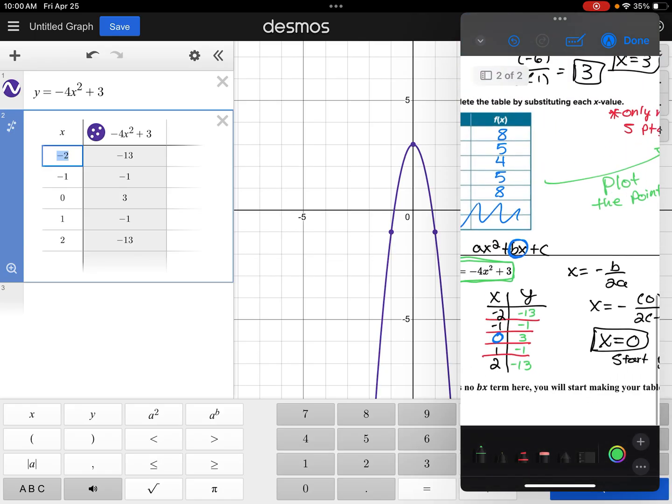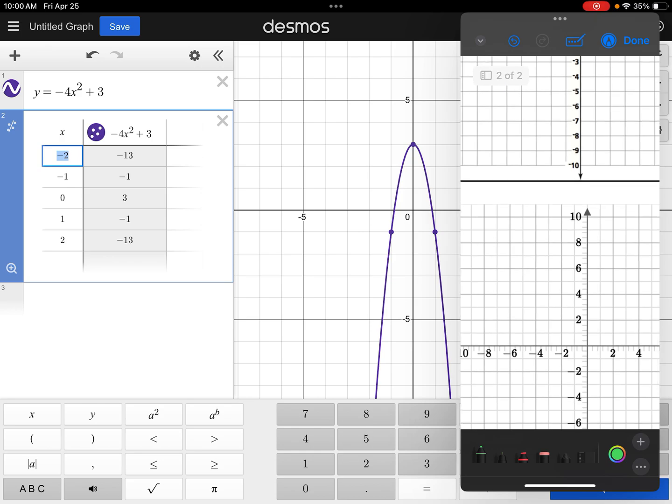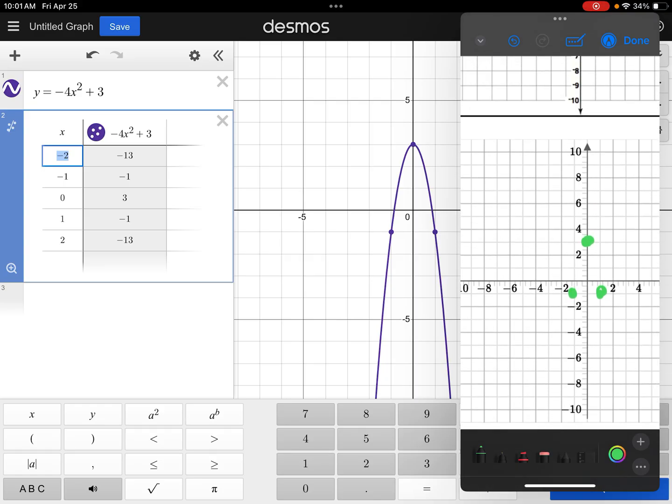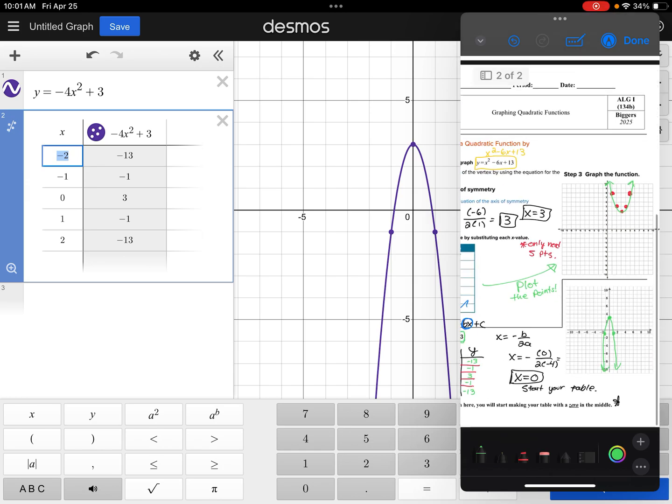Plot everything that you can fit onto your graph, okay? So I can fit 0, 3. So 3 is going to be right here. I can fit -1, -1. I can fit 1, -1. But I can't fit anything else because my graph doesn't go to 13. So what I'm going to do is go ahead and connect these points and try to make it as good as you can, but it doesn't have to be perfect. And it's going to be a smooth curve pointing downward like that.